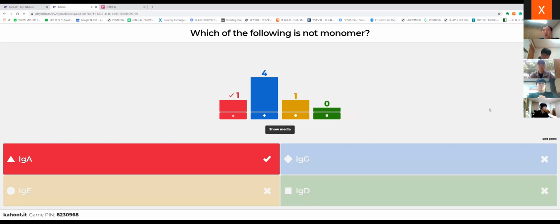IgG, immunoglobulin G, is the most common one. That is a monomer. My question was which is not a monomer. In antibody sets, how many other antibody kinds? 5. So among those 5, the other 3 here, immunoglobulin G, E, D, those are monomers. So one Y shape. Immunoglobulin A is more than a monomer. Anybody knows how many? Pentamer.